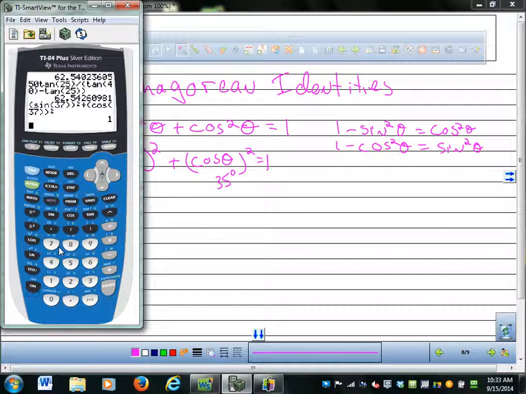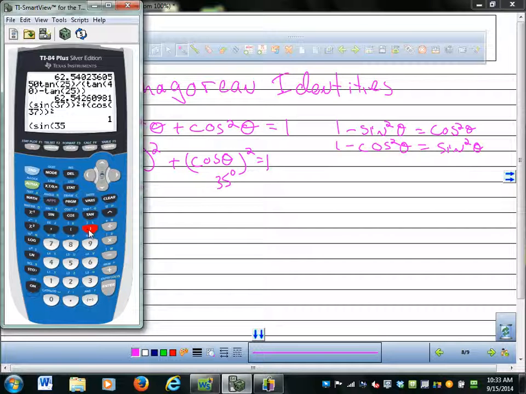Just to show you that it works for all angles, I think you have to put it in whole parentheses like this. And I'm in degree mode. I guess it wouldn't matter which mode you're in, because it should work for radians as well as degrees.